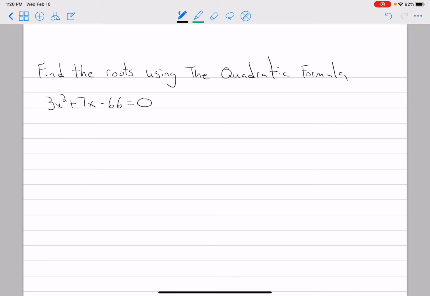Find the roots using the quadratic formula. So this last one we're going to do, going to put it all together. So go ahead and actually write down the quadratic formula. Cool, you did that, which is negative b plus or minus square root of b squared minus 4ac all over 2a. All right, go ahead and finish solving this.